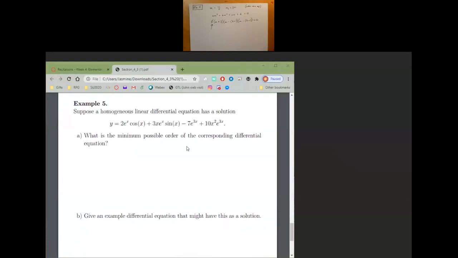So this is exactly, that is perfect reasoning. Okay. The answer here is the minimal possible order, the minimum possible order that this could be is 7th order. Okay. For exactly that reason.